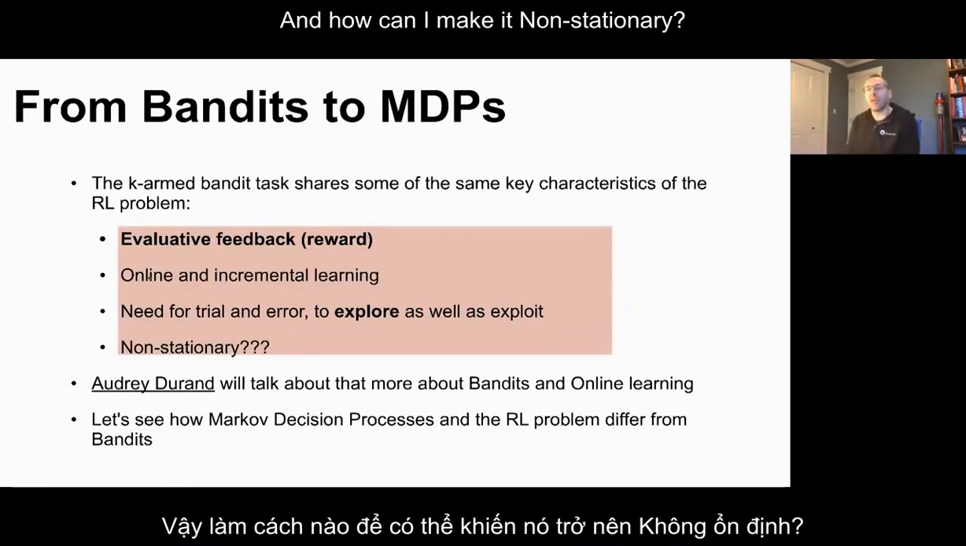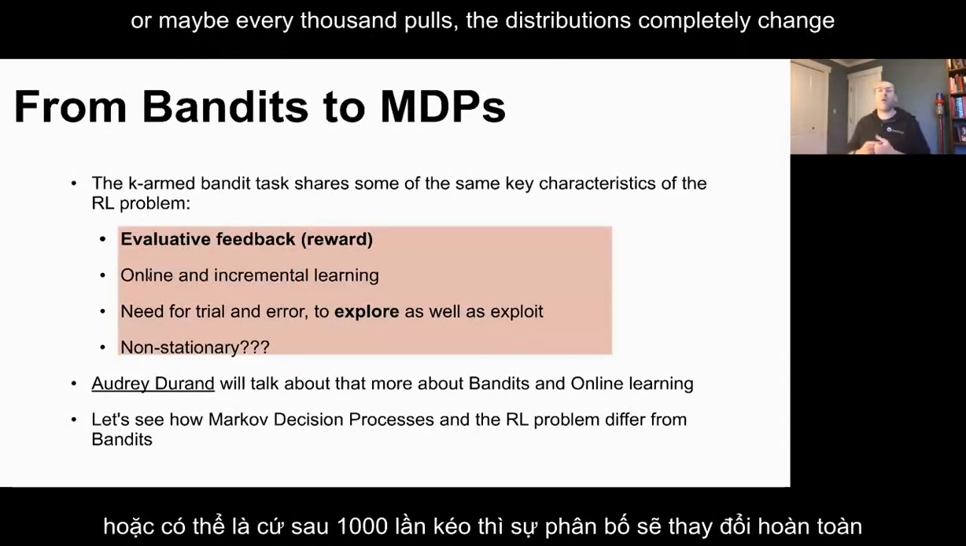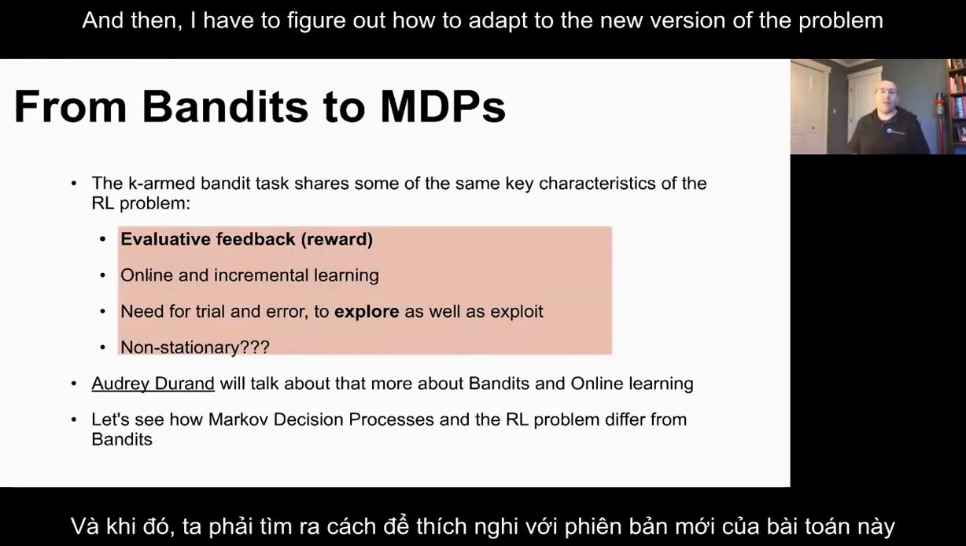And how could I make it non-stationary? Well, to make it non-stationary, you could just have those distributions either slowly change over time, or maybe every 1,000 pulls, the distributions completely change. And then I have to figure out how to adapt to the new version of the problem.